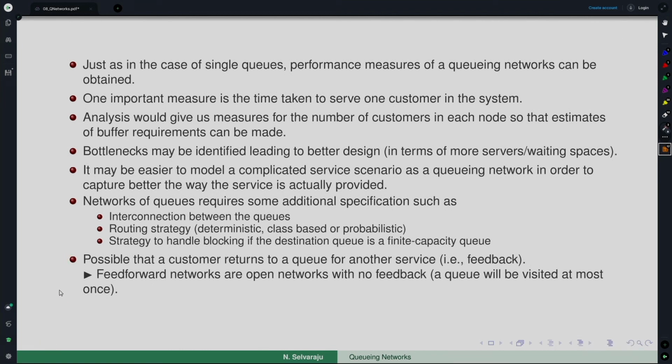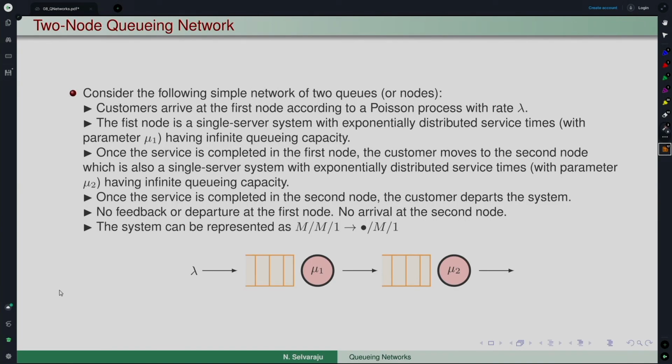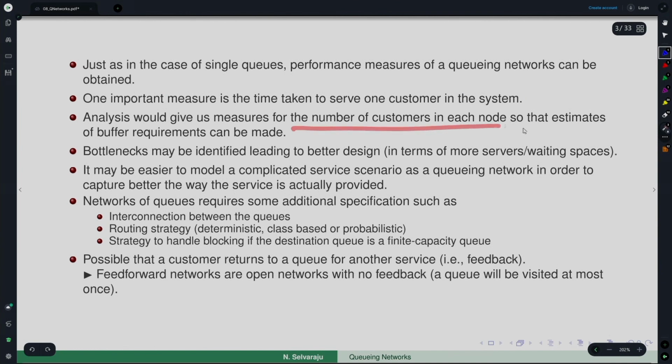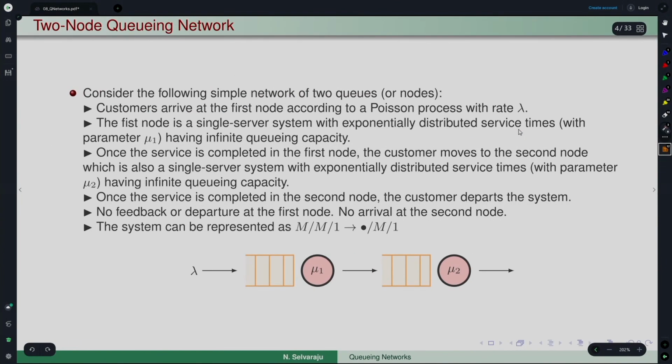Okay. So, these are certain basic notions, basic ideas about queues. Now, let us take a very simple 2-node queuing network and see what happens to the number of customers in each node. So, we consider the following very simple network of 2 queues, where there are 2 nodes or 2 queues which are interconnected in this way.